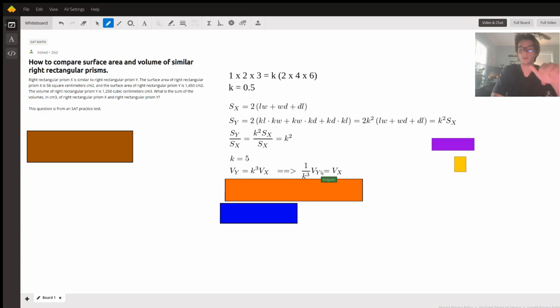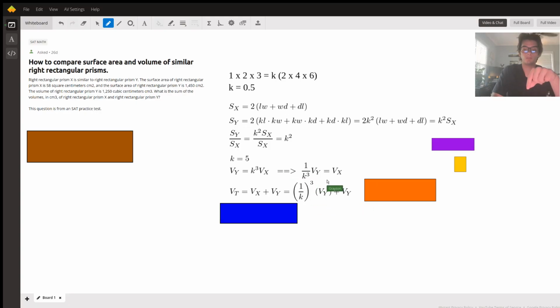And then this gives us a good relationship that we can use to solve what it's asking for, which is the sum of the volumes of the two prisms. So if we write that out really quickly, the V total equals Vx plus Vy. But we're not given a Vx. What we are given is this relationship right here. So if we just replace this Vx with this relationship we found, we can find that the V total is going to equal 1 divided by k cubed times Vy plus Vy.